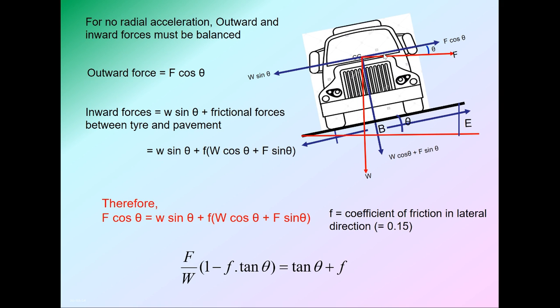Now, as I told you, for no radial acceleration, no unbalanced force, outward and inward forces must be balanced. So what is the outward force? Now, with the tilted pavement, F is the outward force and W is the gravity. Now these are resolved parallel to the pavement and perpendicular to the pavement. So if you resolve F parallel to pavement, its component will be F cos theta, and the component perpendicular to the pavement will be F sine theta. Similarly, the weight of the vehicle will have two components now. One is W cos theta, that is normal to pavement, and a component parallel to the pavement will be W sine theta.